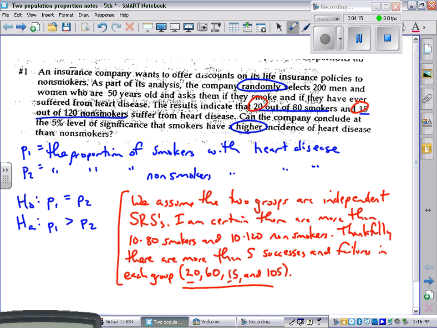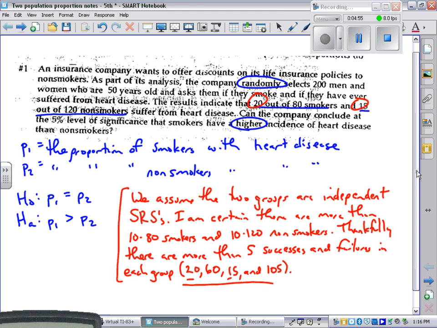What does SRS help me avoid? Bias. What does the fact that there's more than 800 smokers and 1,200 non-smokers let me do? This one's a little tougher. It lets me use this kind of formula as a pretty good estimate for the true standard deviation. And finally, what does it help me do that there's more than 5 successes and failures in each group? That's the one that says I've done it enough times to get a lot of yeses and a lot of nos. What does doing something enough times help me with? Getting a normal sampling distribution. So that's how each of those figures into the problem.